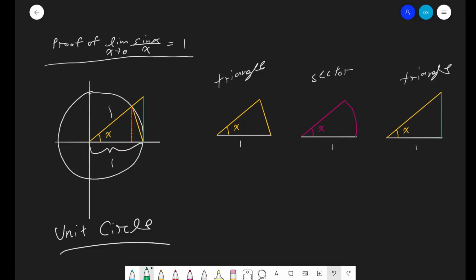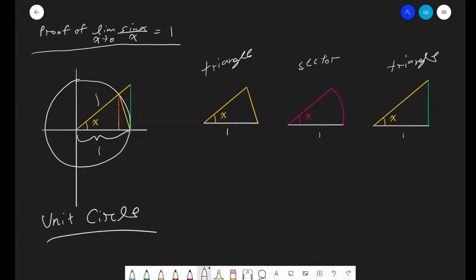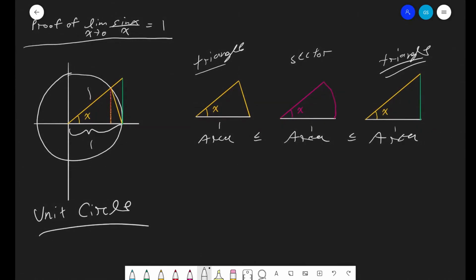I just took it out to show it to you so it makes more visual sense. So I've split up my triangle this way. Now let's compare the areas. Intuitively, the area of this is going to be less than or equal to the area of this, which is less than or equal to the area of this. So this big triangle has the most area, this has the least, and this is in between them, depending on the angle x we have here.